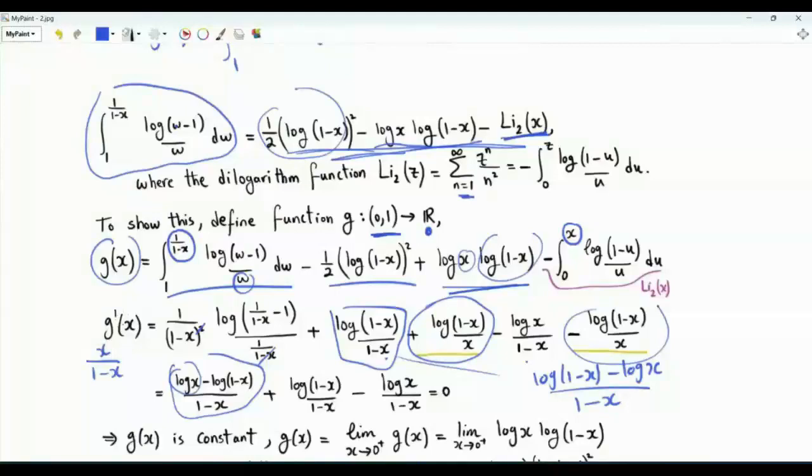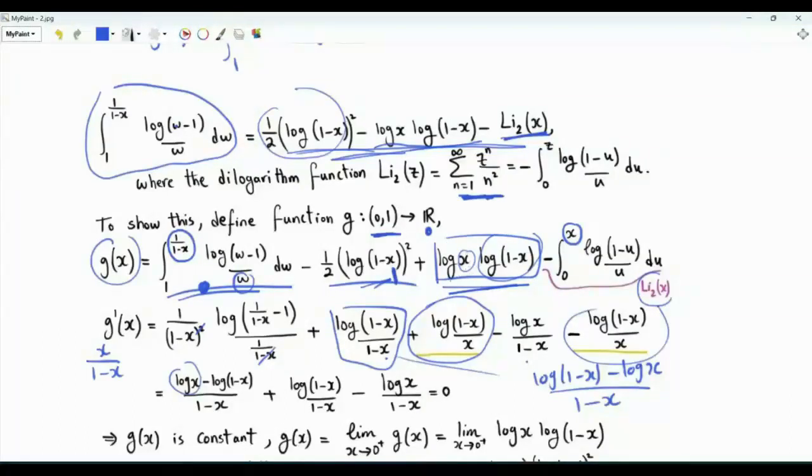G prime of x, the first derivative of g with respect to x, is equal to 0. G is a constant function, and we can know the value of the constant by investigating the limit of g of x as x approaches 0 from the right, from the positive side. For this integral, as x tends to 0 from the right, the domain of integration shrinks, and this will be 0. When we put x equals 0 here, we have logarithm of 1, that's 0. And for the Dilogarithm function, it's clear from the series representation that it approaches 0 as z tends to 0 from the right. We are left with this term here.